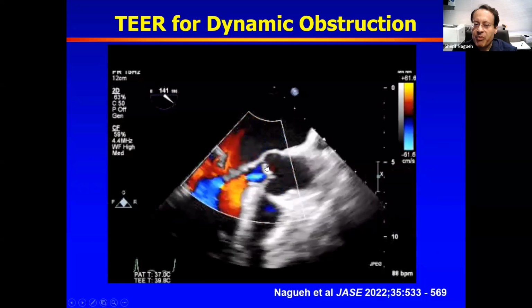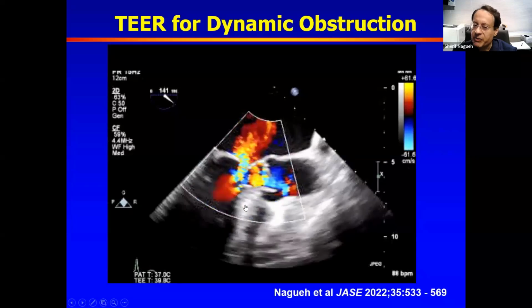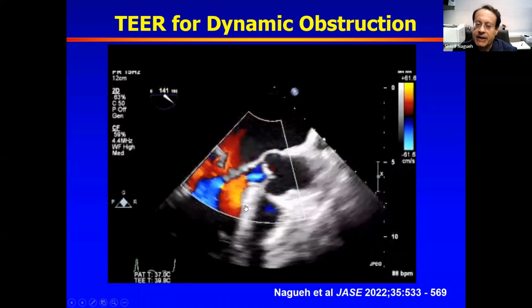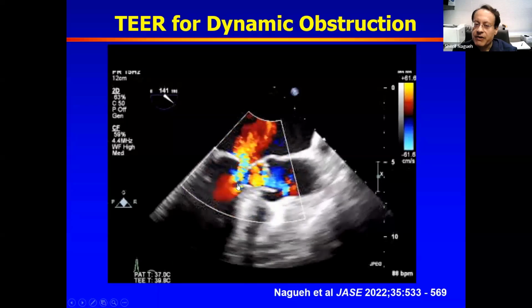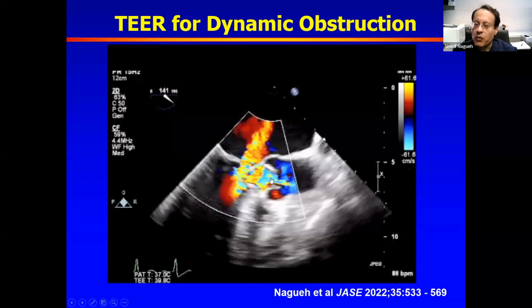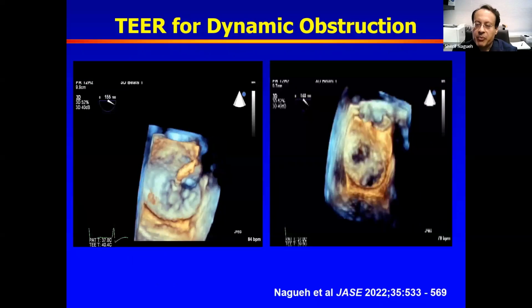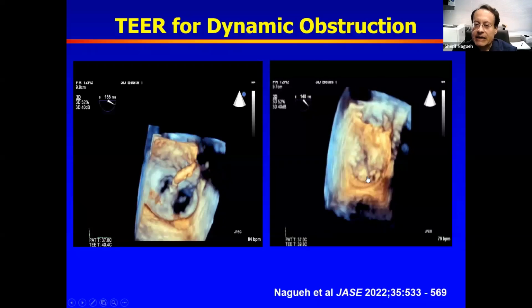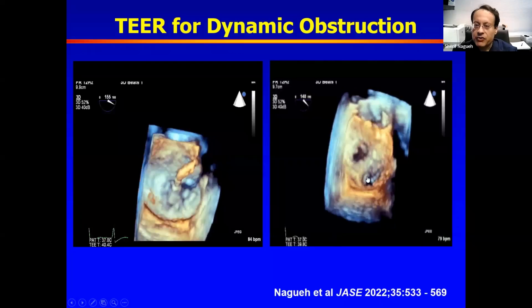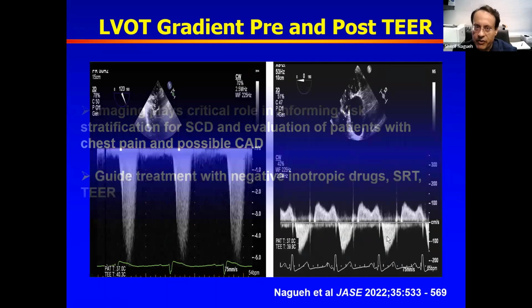Transcatheter edge-to-edge repair is considered for patients who have dynamic obstruction, but where the septal thickness is not particularly thick, for example, borderline 15 millimeters. You see here the dynamic obstruction, the MR, some degree of aortic regurg by transesophageal echo. And as the clip is placed, you see the two orifices successfully implemented. The gradient is abolished from a very high value here, approaching 5 meters per second, to no obstruction whatsoever.